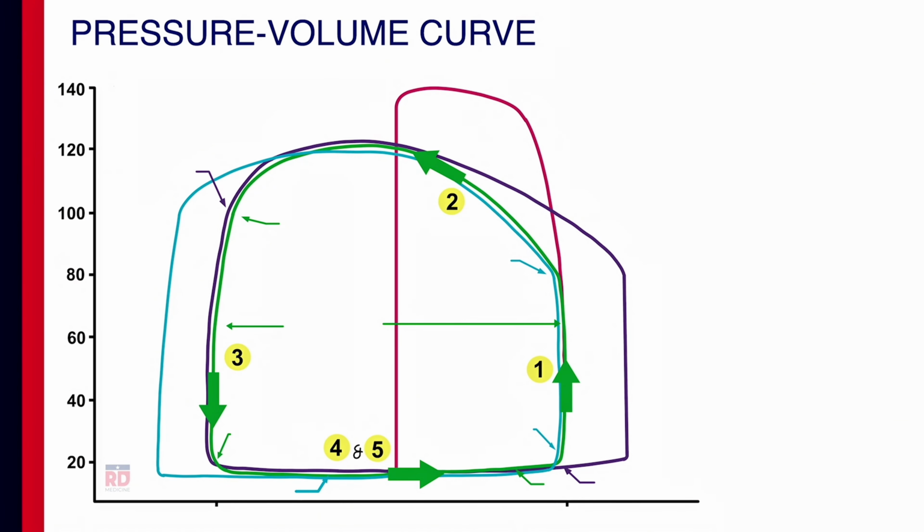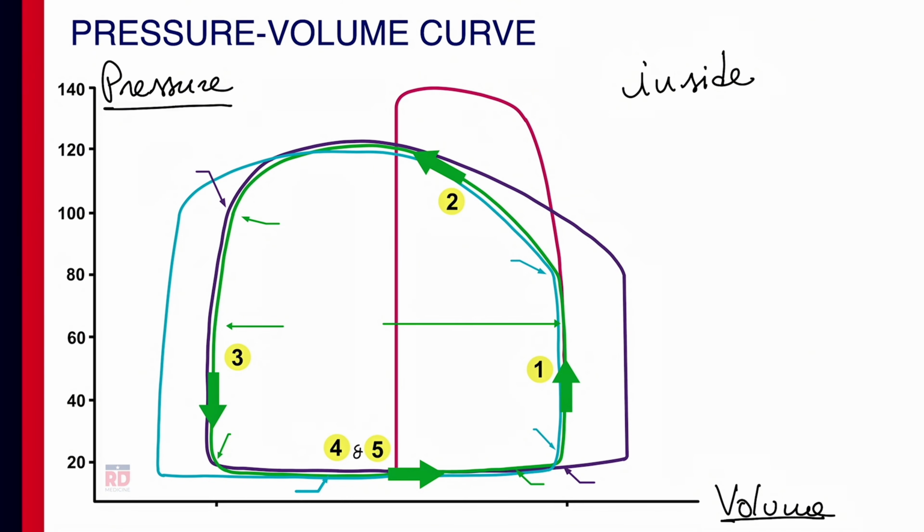Let's start this lecture with the pressure-volume loop. This graph represents the relationship between left ventricular pressure and volume throughout the cardiac cycle. It's good to keep in mind that everything happening here is inside the left ventricle. As the cardiac cycle plays out, this is how pressure and volume change together. The loop moves counterclockwise, so follow it that way.